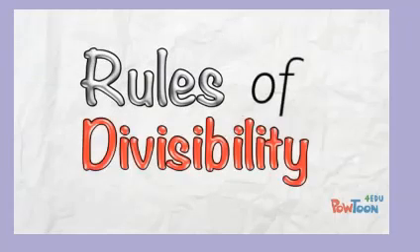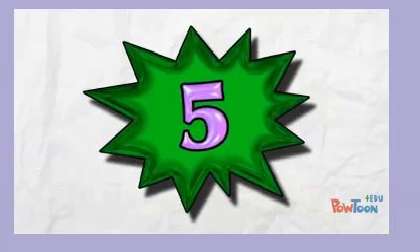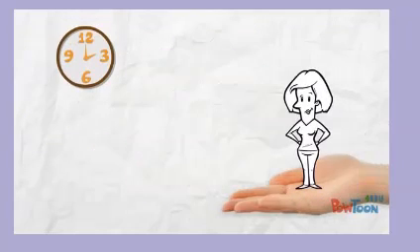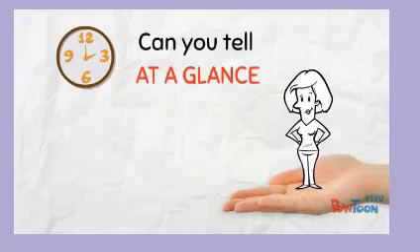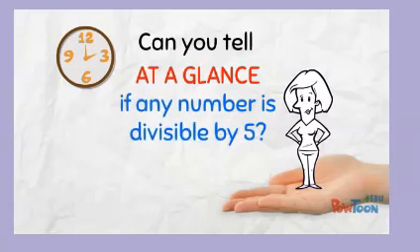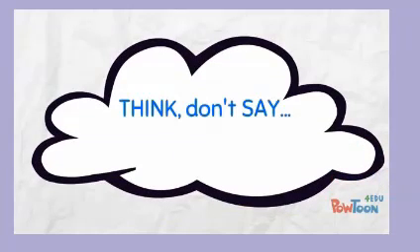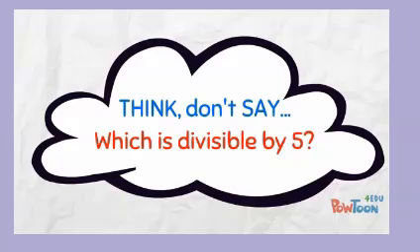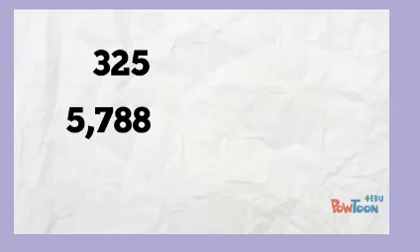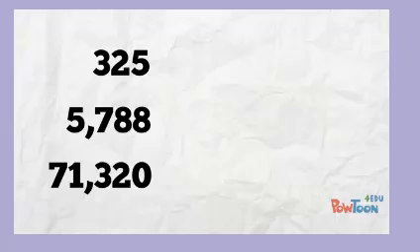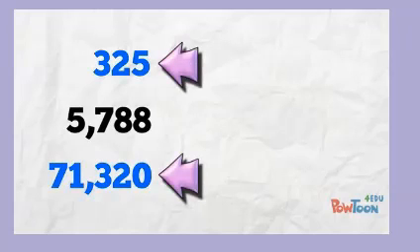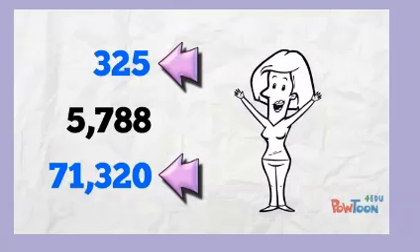Rules of divisibility: 5. In the next 30 seconds, we will see if you can tell at a glance if a number is divisible by 5. Check out these numbers. Think, don't say, which is divisible by 5? 325, 5,788, 71,320.